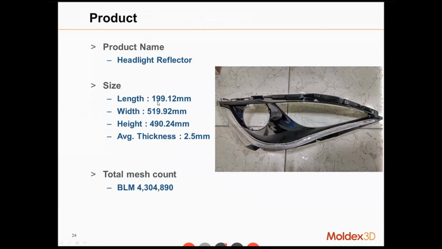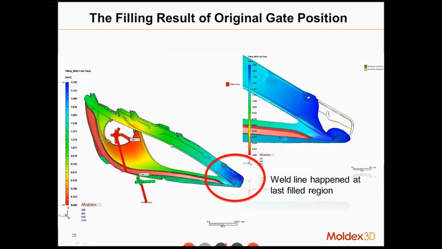This is the headlight reflector. The length is around 200 millimeter. Width is around 520 millimeter. The height is around 500 millimeter. And the average thickness is 2.5 millimeter. And the total mesh count is around 4.3 millions.